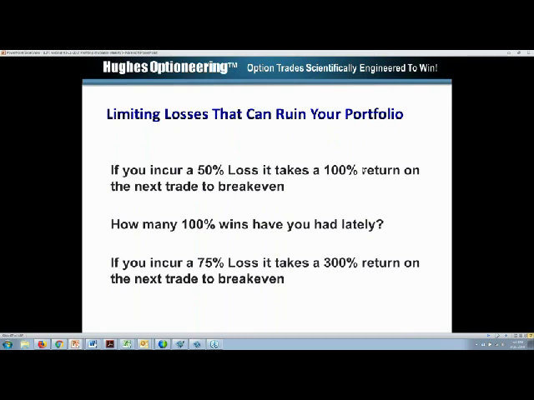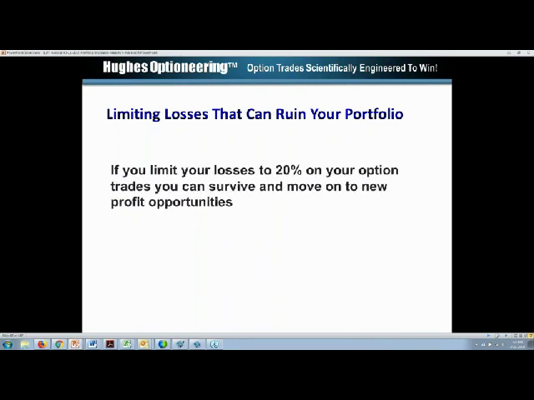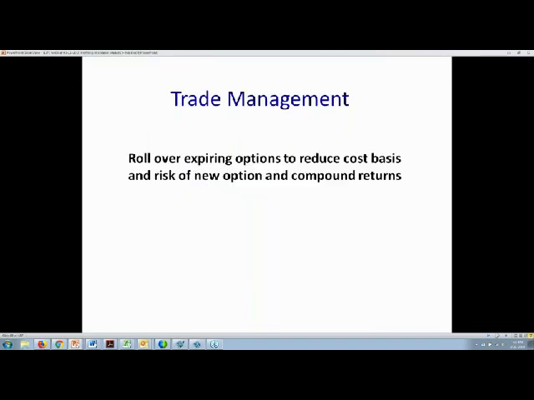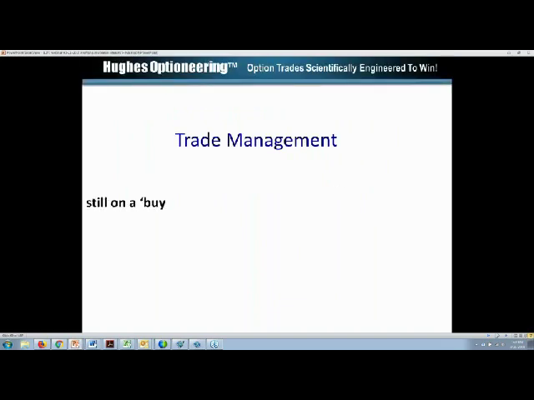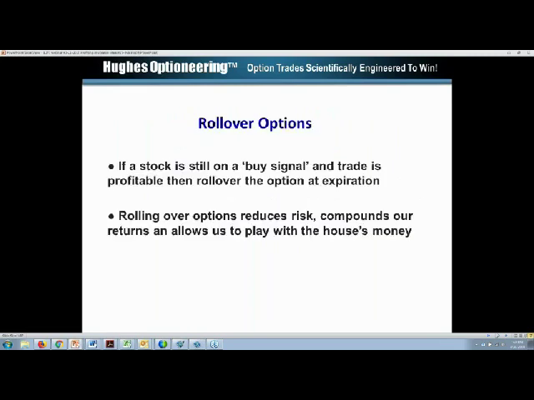And how many 100% winners have you had lately? So the goal is not to take large losing trades. If you limit your losses to 20%, you can survive and just move on to the next profit opportunity. And we also, as I mentioned, roll over expiring options to reduce the cost basis and risk of the new option, and that allows us to compound our returns.